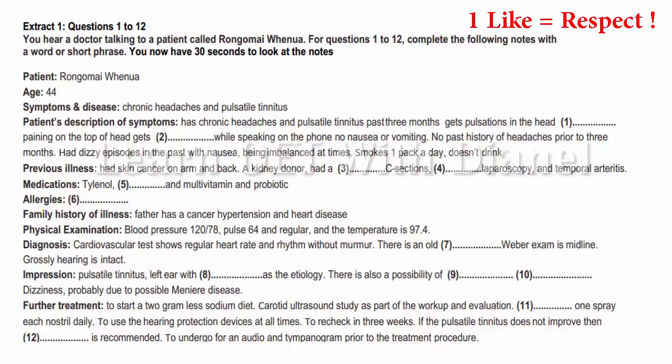I would recommend you to start a 2-gram less sodium diet. I am ordering a carotid ultrasound study as part of the workup and evaluation. Since your disease is related to eustachian tube, I'm prescribing Nasacort AQ nasal spray, 1 spray each nostril daily. You use the hearing protection devices at all times. I will recheck you in 3 weeks. If the pulsatile tinnitus does not improve, then I would recommend other treatments, including meningotomy or ear tube placement. You have to undergo an audiogram and tympanogram prior to the treatment procedure.